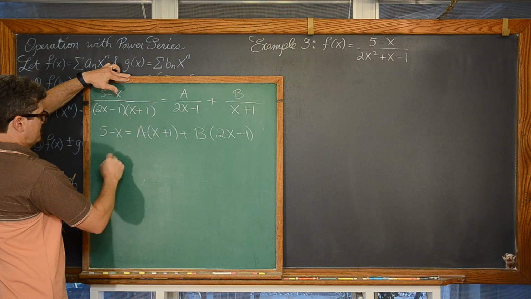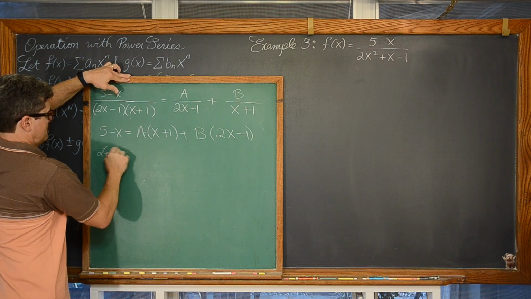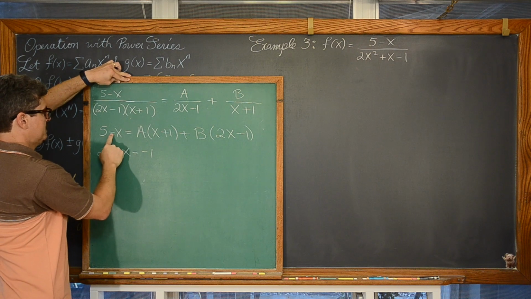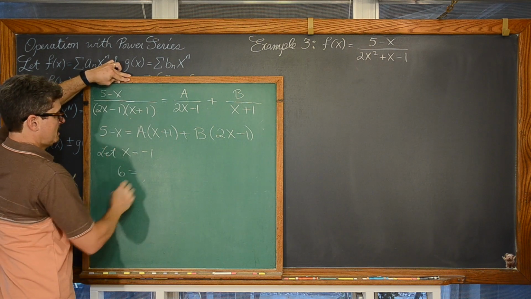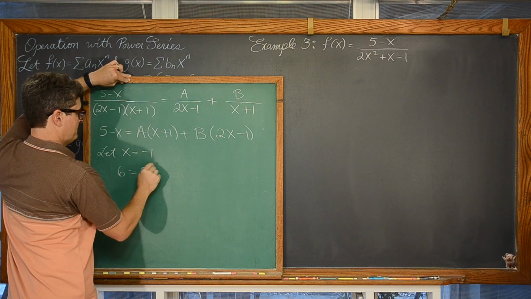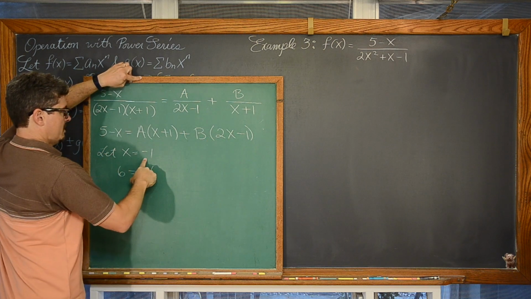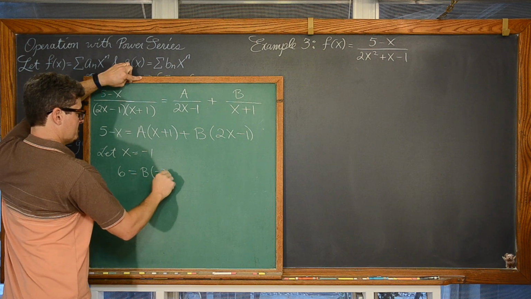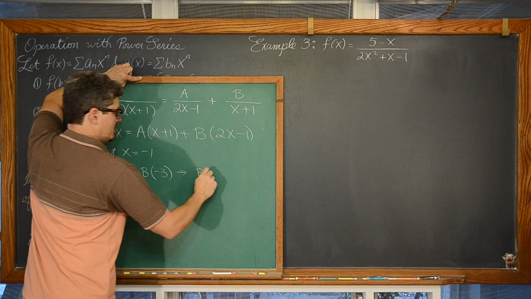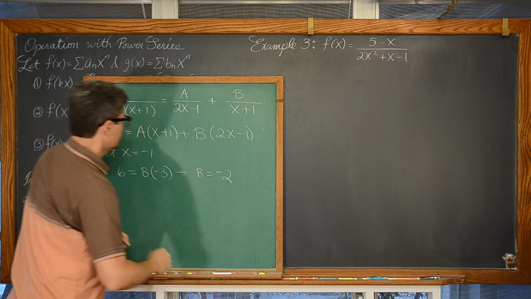So if we let x equal negative 1, we've got 5 minus negative 1 is 6. Negative 1 plus 1 is 0, so the a is gone, and we have b. 2 times negative 1 is negative 2, minus 1 is negative 3. That's going to give us a b value, when we divide both sides by negative 3, of negative 2.